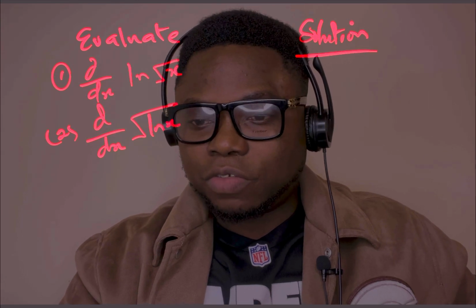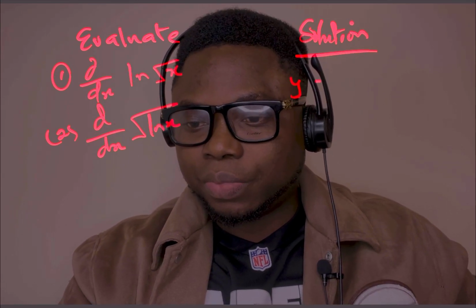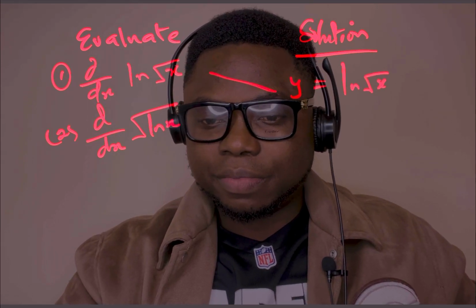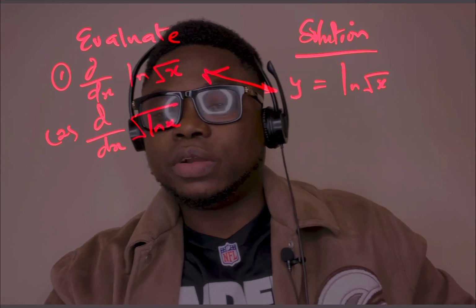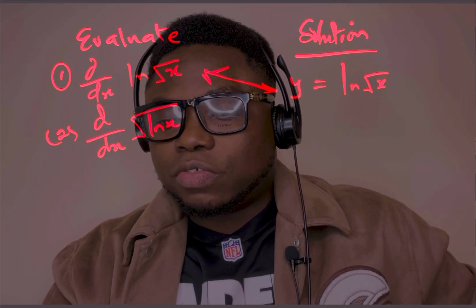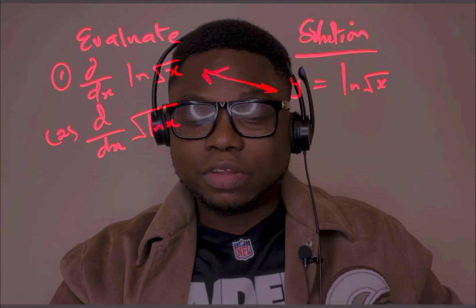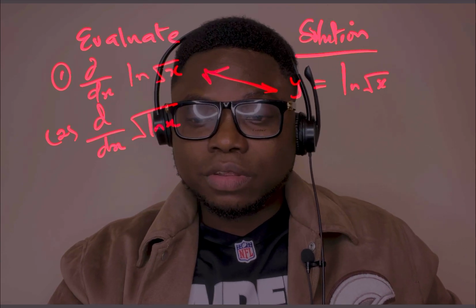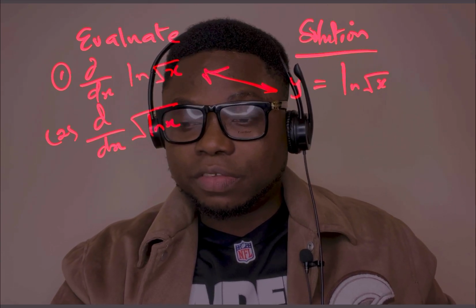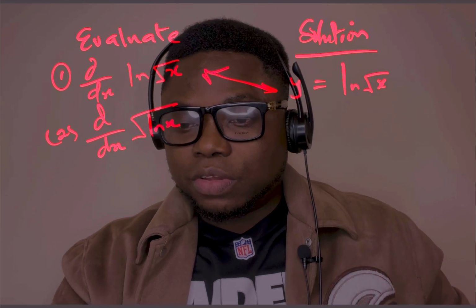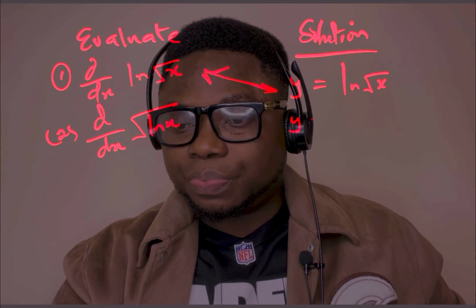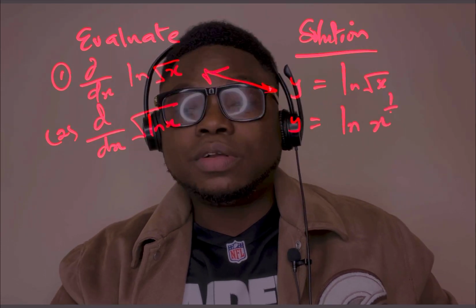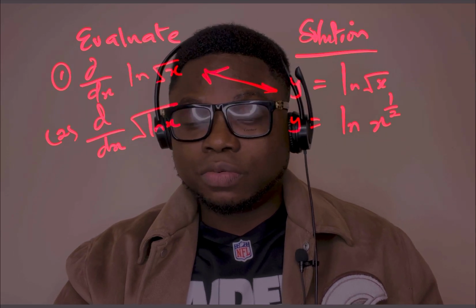Now, the first one is the same thing as y equals ln square root of x. They are the same. I'll just remove d over dx and put y. Now, I'm going to solve this in two ways. First, using the chain rule, and second, using the law of logarithm, because remember that this ln is the natural logarithm. So this is the same thing as y equals ln of x raised to the power of half, or ln of x exponent 1 over 2.